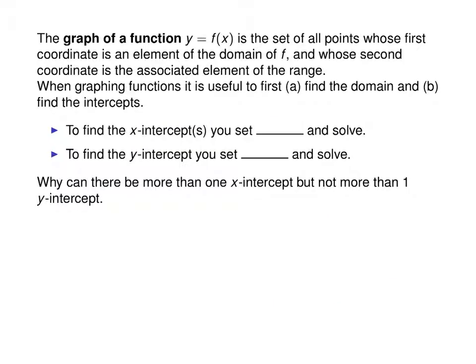Okay, so the graph of a function y equals f of x is a set of all points whose first coordinate is an element in your domain and whose second coordinate is the associated element of the range, like it's the value you get out when you plug in that number. So when graphing functions, the first thing you should do is find the domain, and some other useful points are the intercepts. And we did this, I think, before.